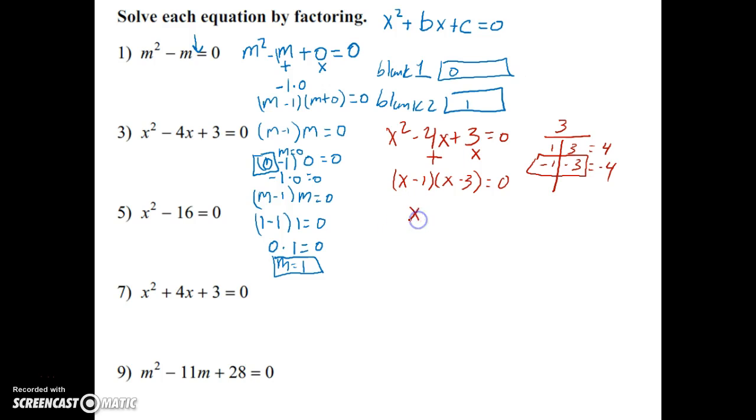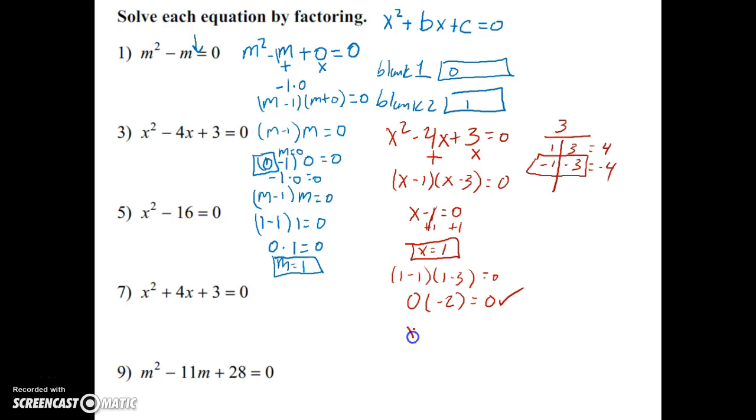So if I take the first chunk, x minus 1, and set it equal to 0, I can use inverse operations, and I get x equals 1. So let me test that. If I put 1 in, 1 minus 1 times 1 minus 3 equal to 0, I end up with 0 times negative 2, which is 0. So that one works. I know that one of my solutions is x equals 1.